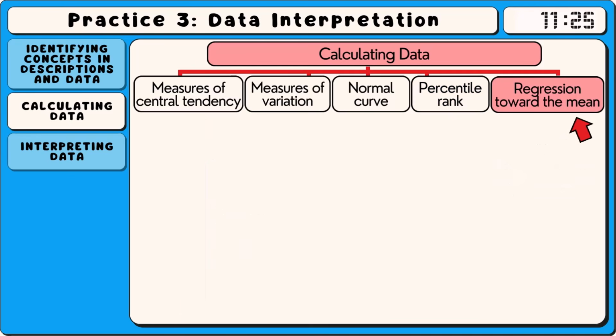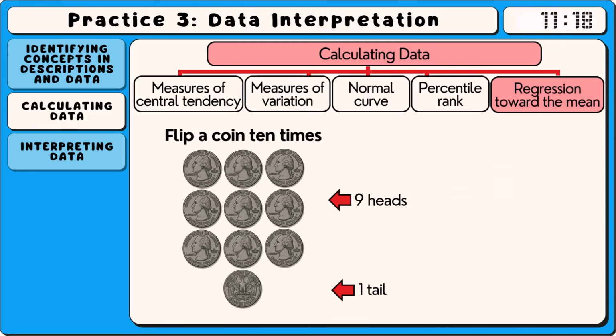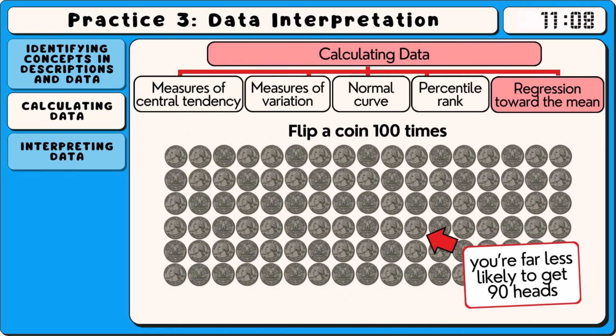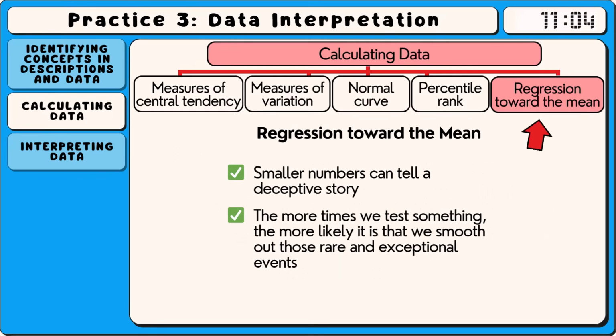Lastly, we have regression toward the mean. This means that extremely high or low scores usually move closer to the average the next time you measure them. For example, if you flip a coin 10 times and somehow get 9 heads, your results might appear very skewed. But if you kept flipping the coin 100 times, you're far less likely to get 90 heads. Simply put, smaller numbers can tell a deceptive story. But the more times we test something, the more likely it is that we smooth out those rare and exceptional events.